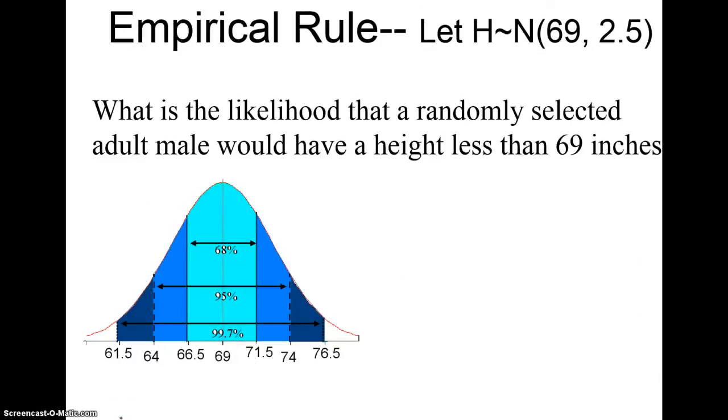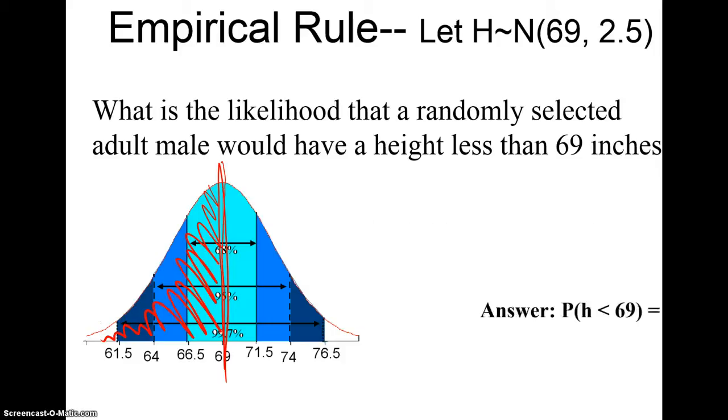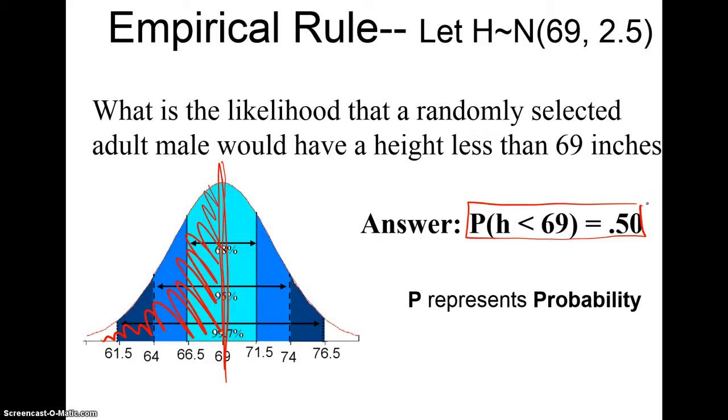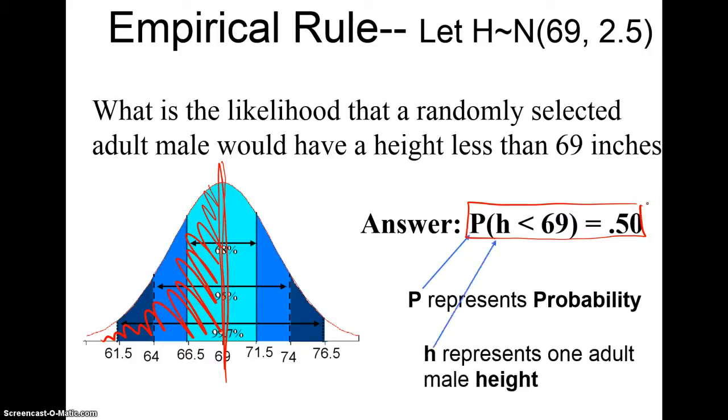Okay, so looking at that same data, what is the likelihood that a randomly selected adult male would have a height less than 69 inches? So here is 69 inches, and we want less than that, which is this whole side of the bell curve, which you should know would be 50%. But what I want you to pay attention to here is the symbols that we use to represent this. So P is the probability that one male height, so lowercase h, is less than 69, equals 0.5 or 50%.